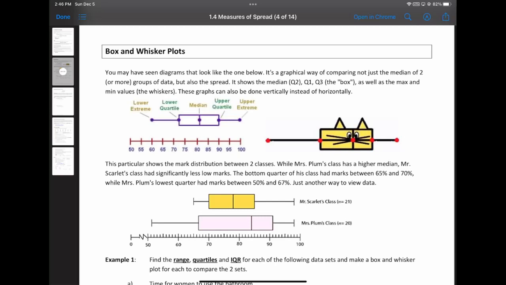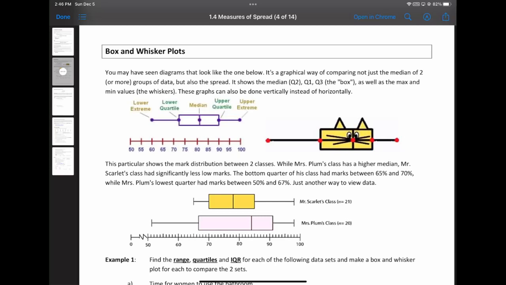What box and whisker plots are useful for is if we're comparing two data sets that represent sort of the same thing, but are not identical, obviously. So in the example here, we have student marks in 2 classes. We have Mr. Scarlett's class and Mrs. Plum's class. And what it's doing is showing how those 2 data sets compare to each other. So for instance, we can look at this and say, well, Mr. Scarlett and Mrs. Plum both have their top student about the same.